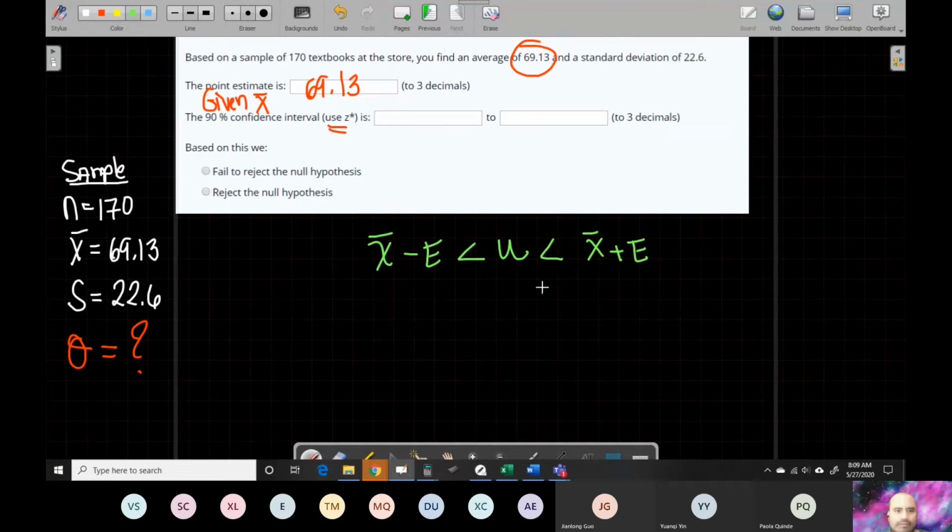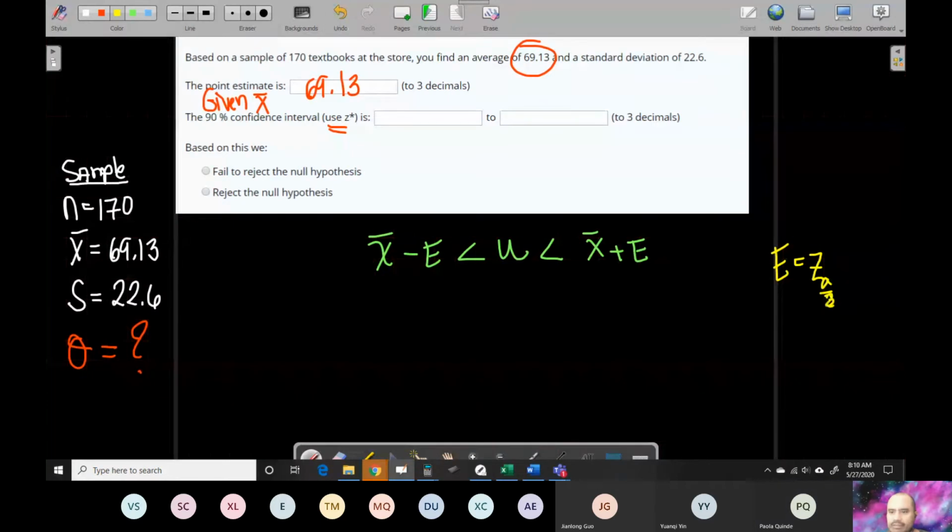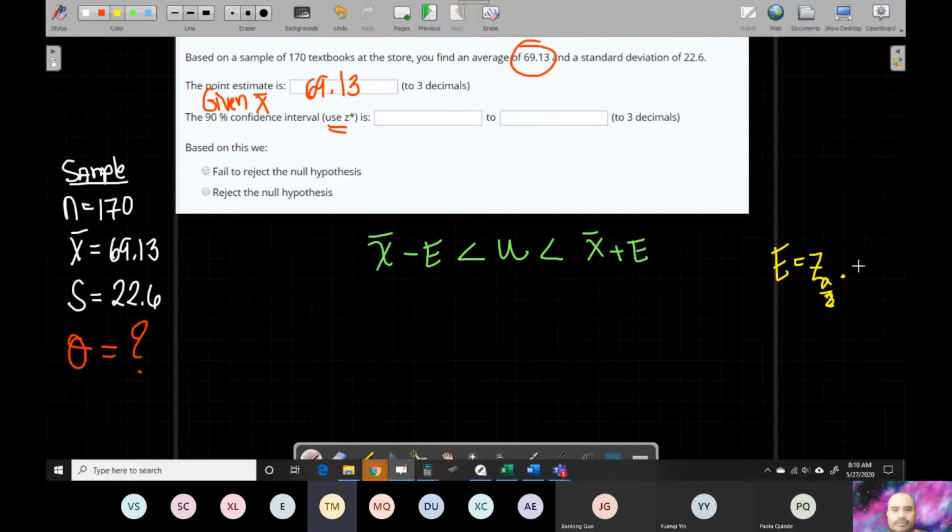And we do have a lot of this information. Also, we know the formula for E. Because they're asking you to use Z value, this would be Z alpha divided by 2 times, do you remember? The sample standard deviation divided by the square root of n. All right, so basically we have a lot of the stuff that we need. Okay, let's take a look at what we have and what we don't have.